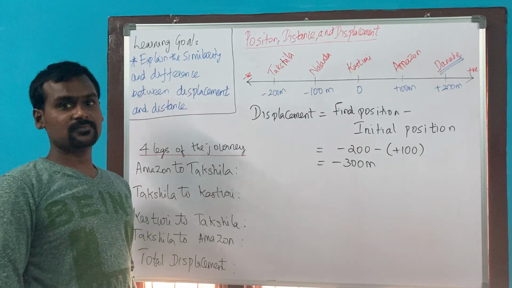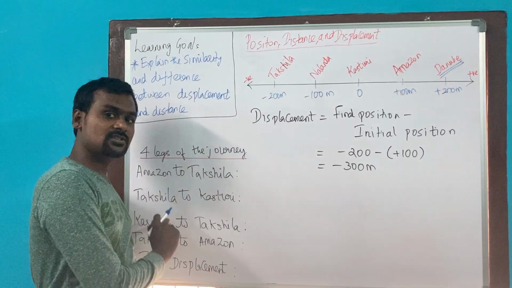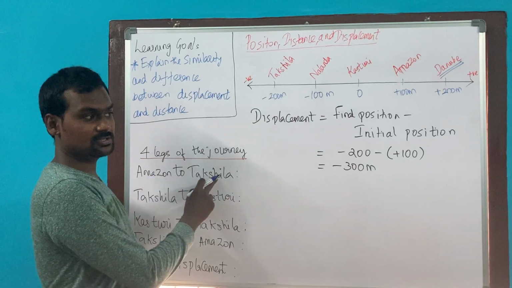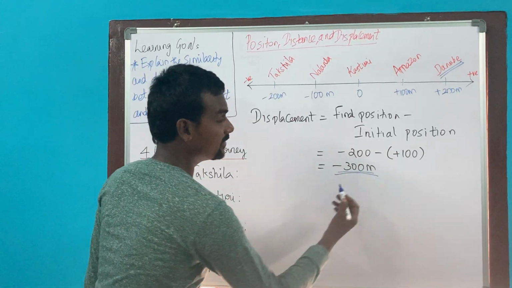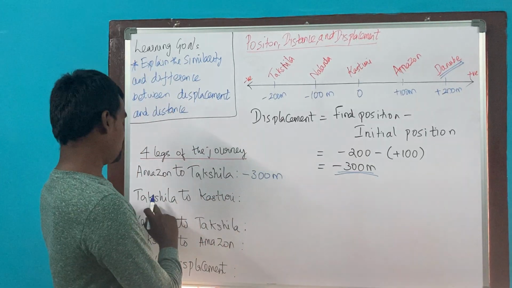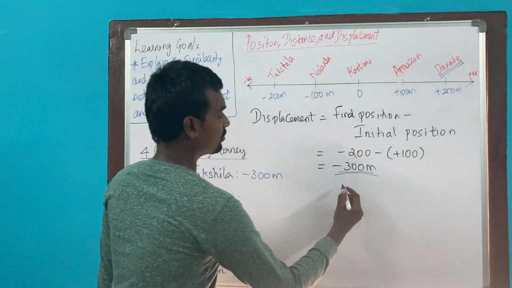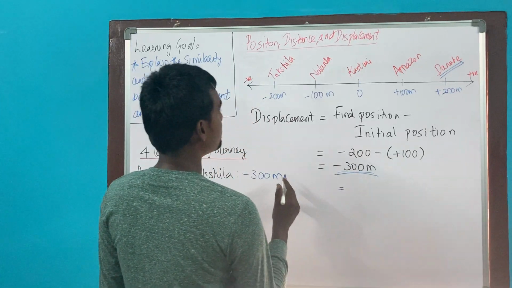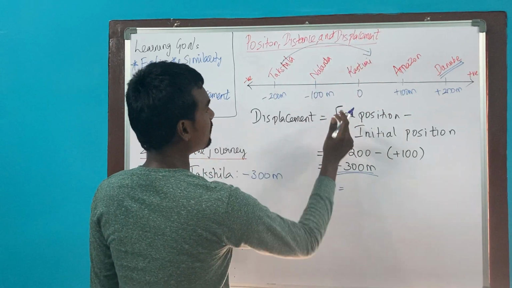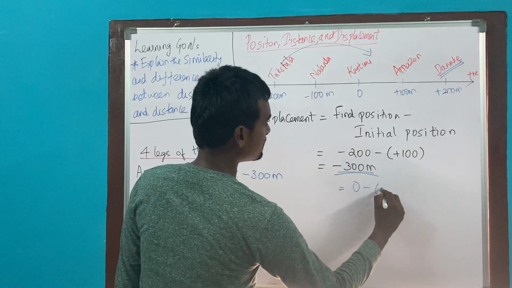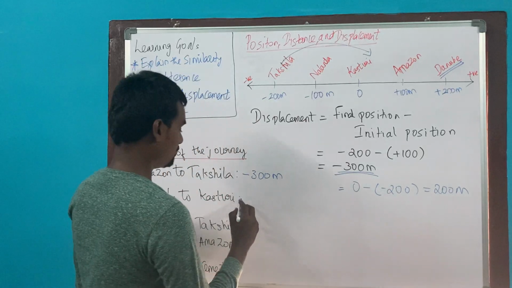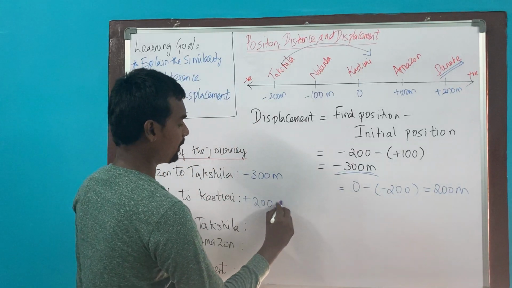Now, we are going to find the displacements of these 4 legs individually. We quickly know that for Amazon to Tuxedo, the displacement is minus 300 meter, as we found in the previous video. Now from Tuxedo to Kasturi. If I have to calculate the displacement from Tuxedo to Kasturi, it becomes 0 minus minus 200 meter, so you get positive 200 meter.